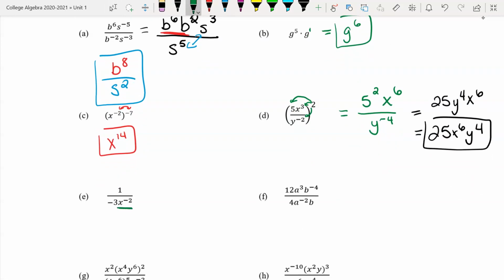This one, if it's negative second, it's just to the x, so I'm going to move the x on top and leave the negative 3 on bottom.